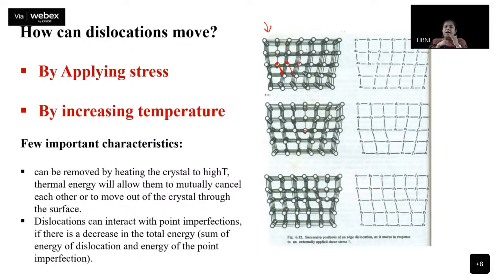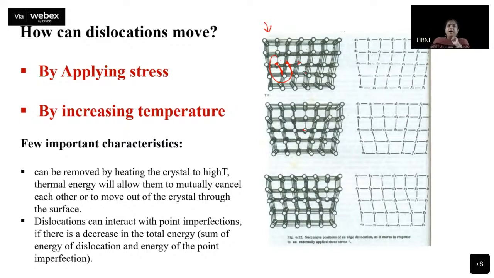When you apply temperature, how does it work? Because when you increase the temperature, the atomic vibrations increase. As the atomic vibration increases, the possibility of forming bonds with the neighboring atoms increases, and it gets better three-dimensional periodicity, and the defects ultimately move to the surface of the crystal.